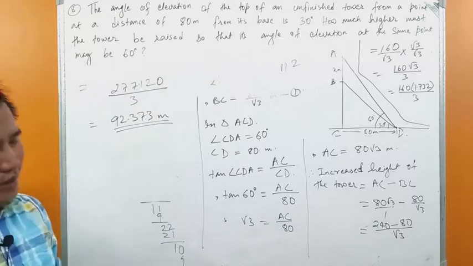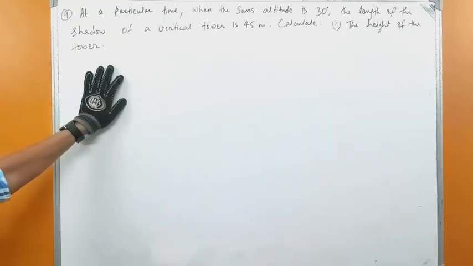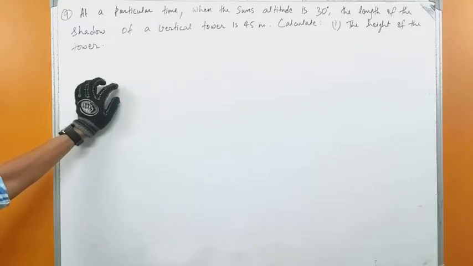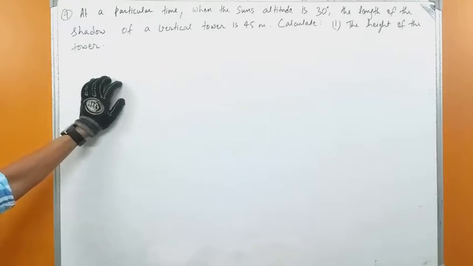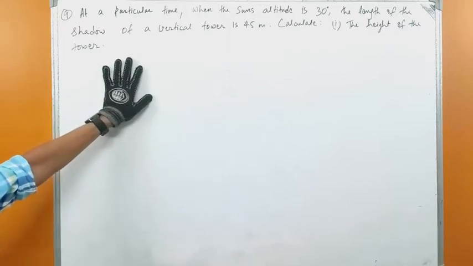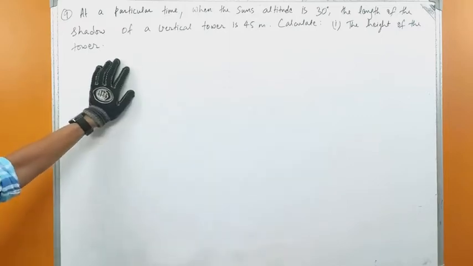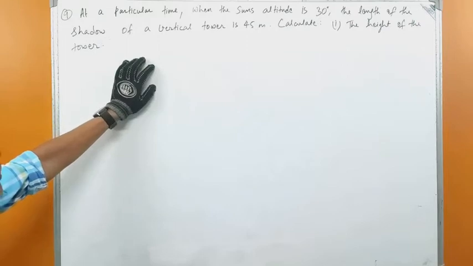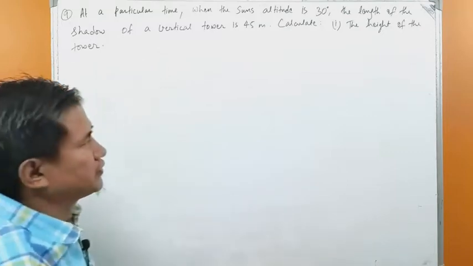Now let us do question number 9. At a particular time when the sun's altitude is 30 degree, the length of the shadow of a vertical tower is 45 meter. Calculate. This is number 1 question. I will copy the next question later on. First, let us do this. Calculate the height of the tower.